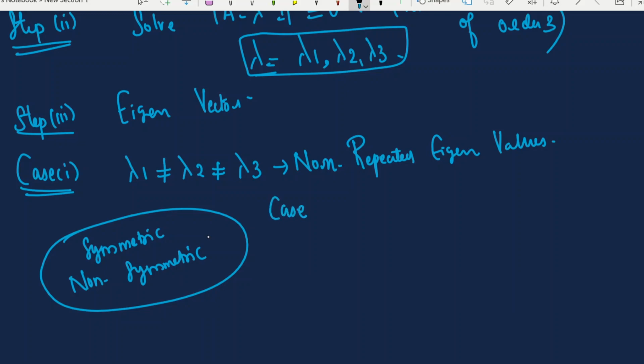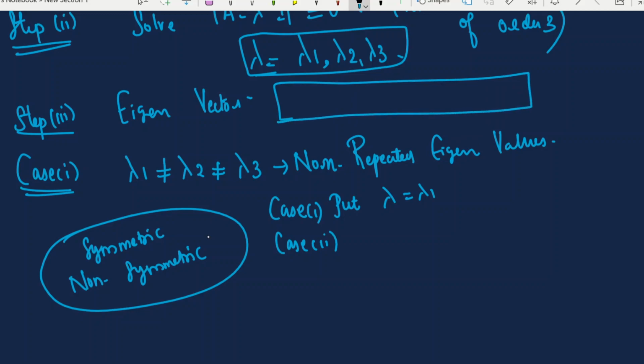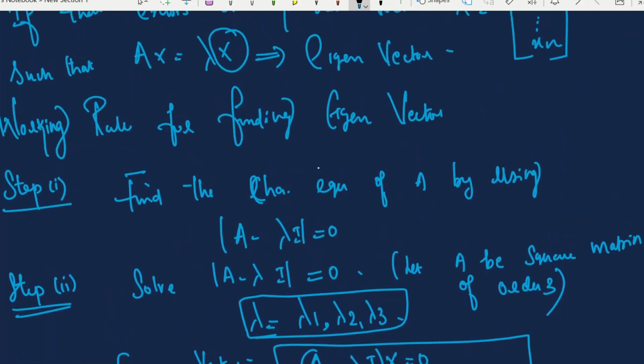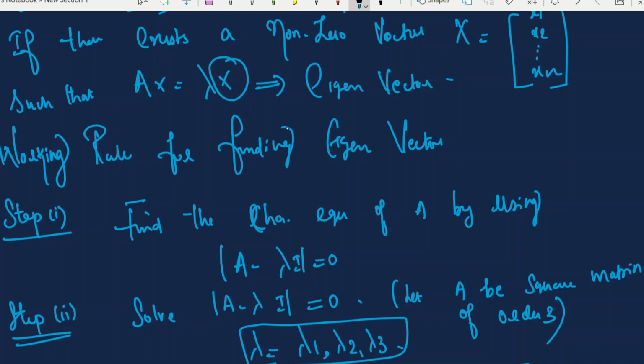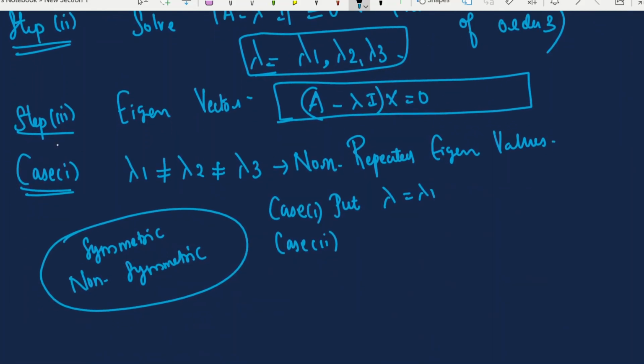The process for finding the eigenvector is to substitute the value of lambda in the equation A minus lambda I into x equals 0. I got this equation from the expression Ax equals lambda x. If you simplify this, we get A minus lambda I into x equals 0. Let me call it star.